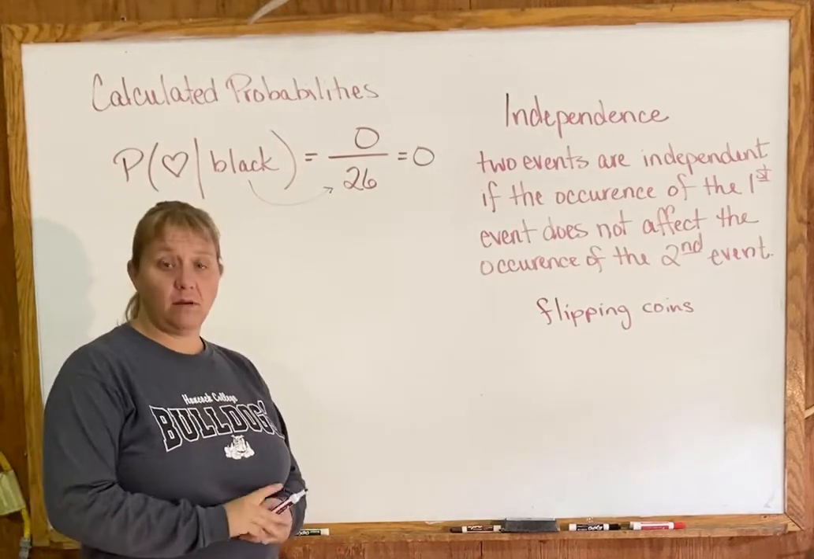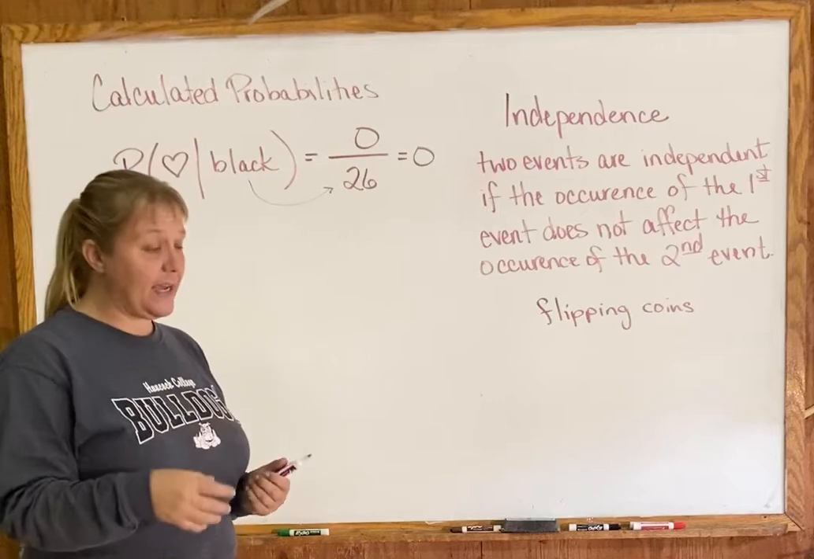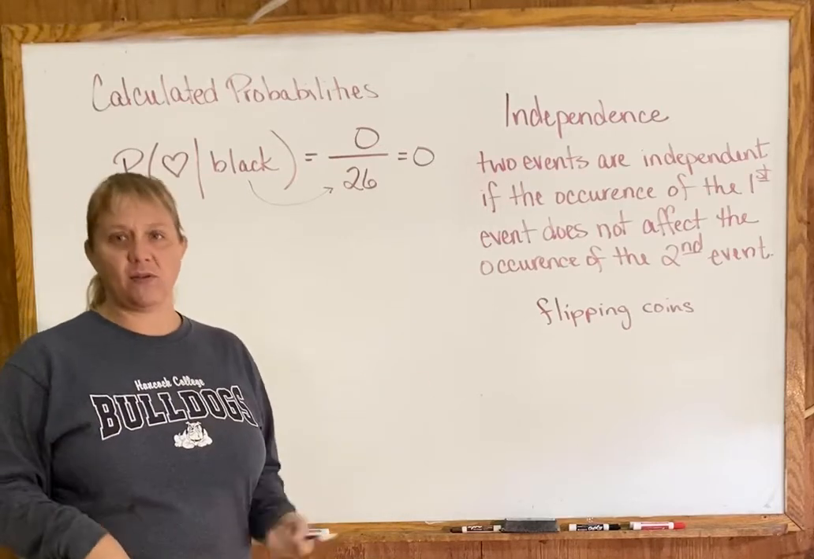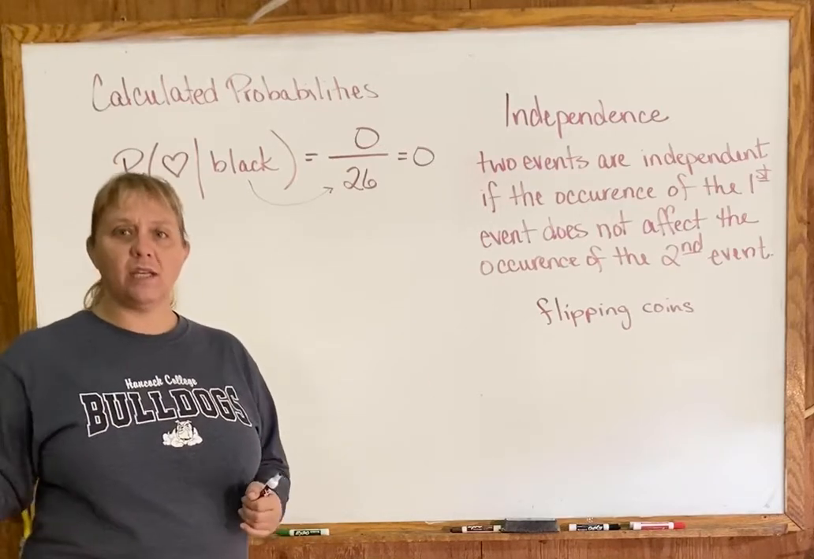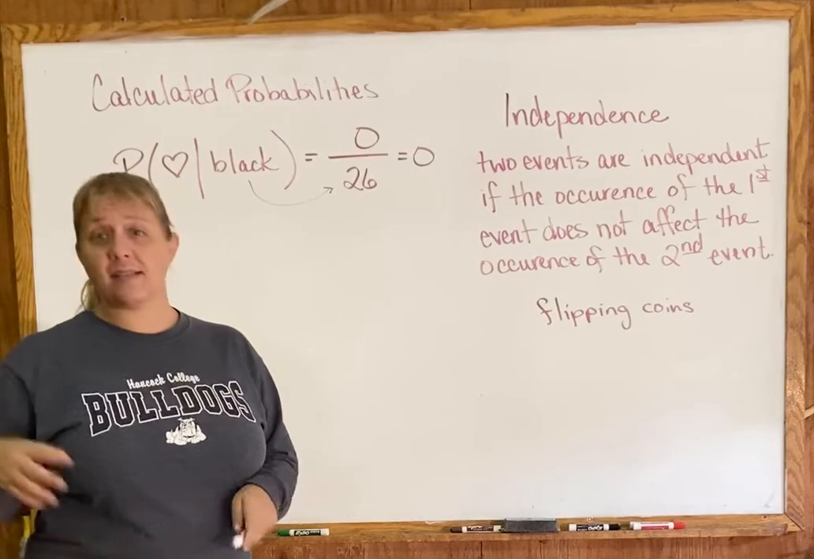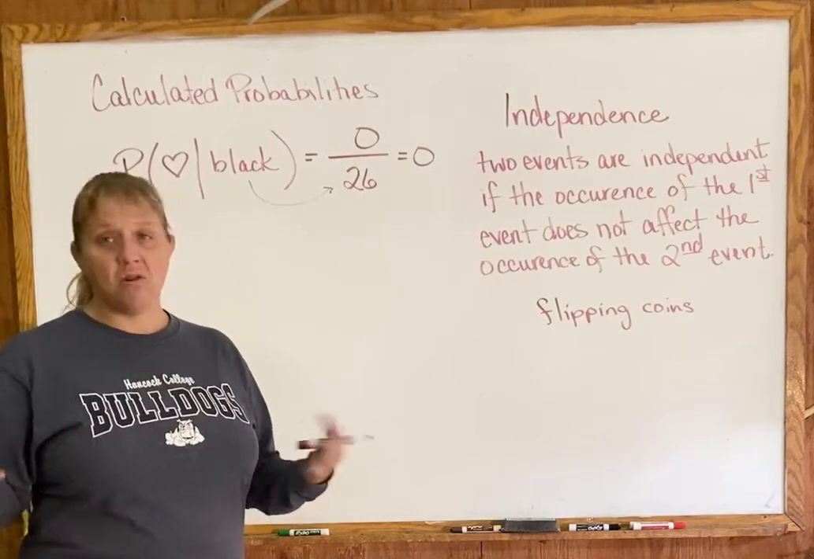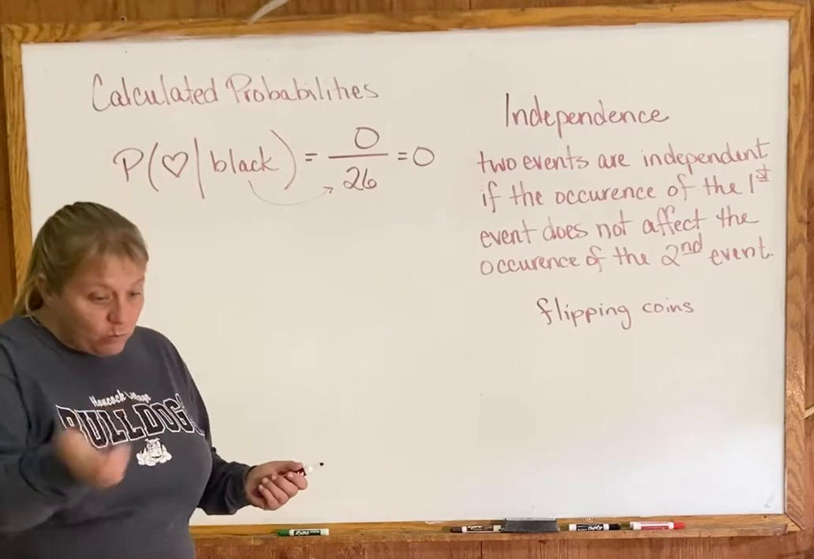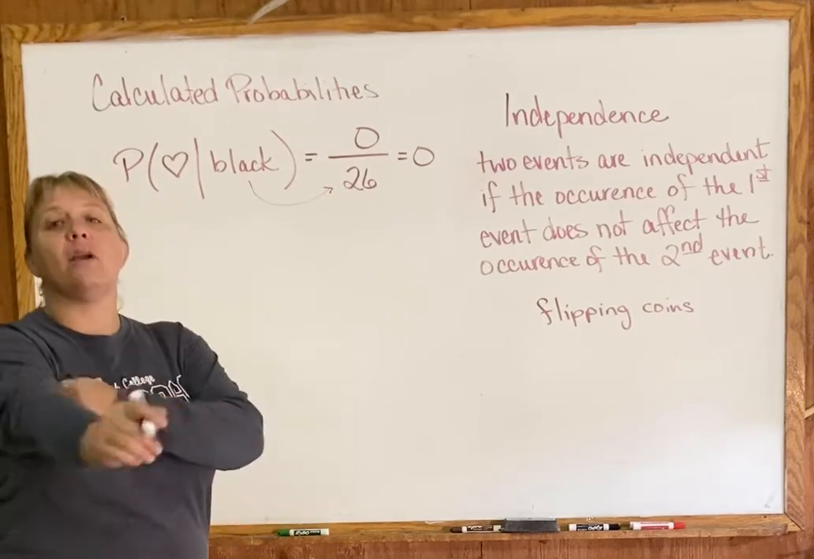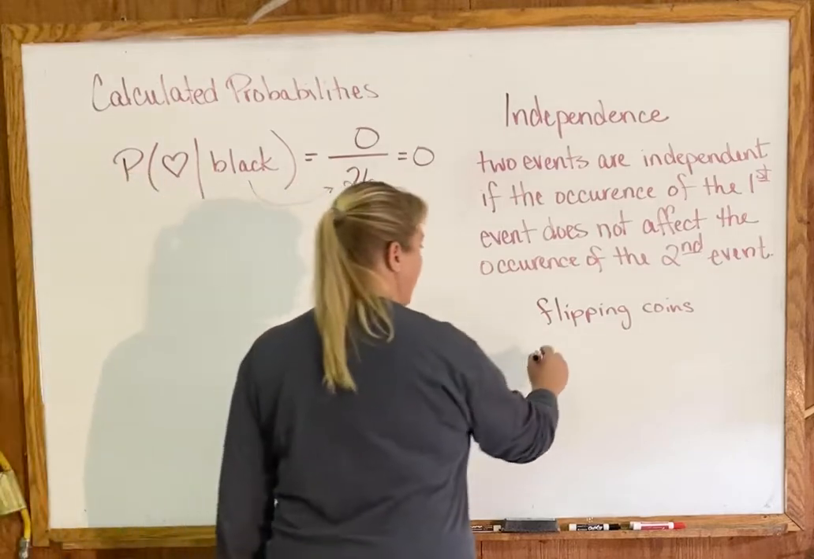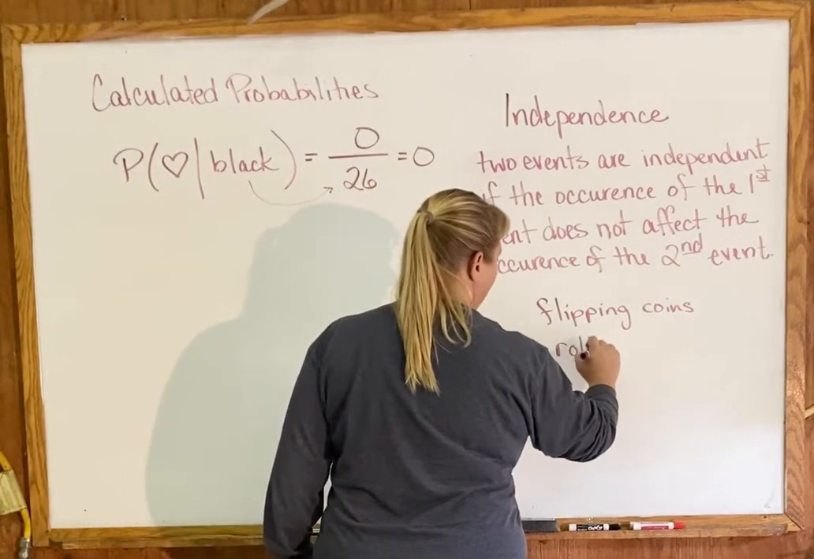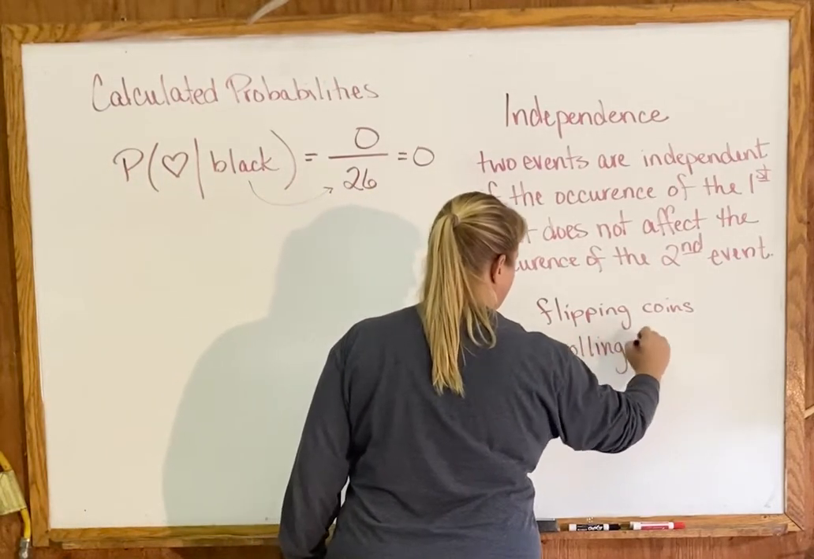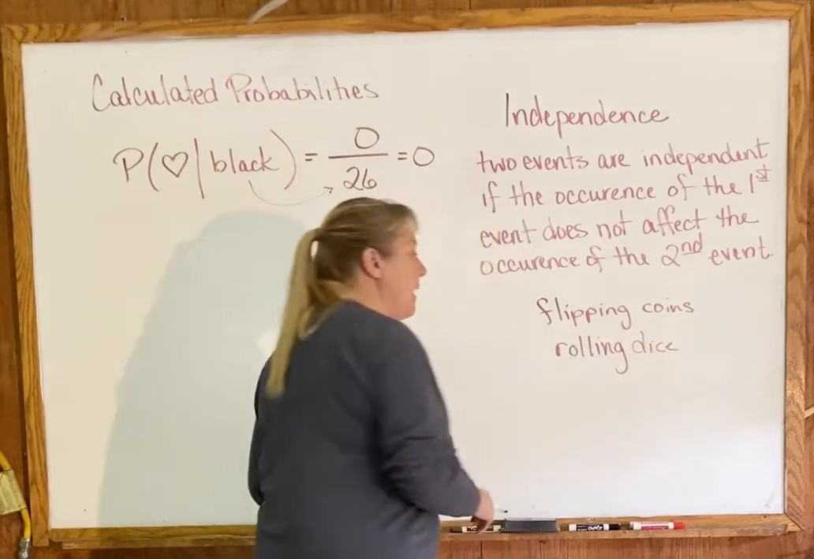Rolling dice, okay? You got a pair of dice in your hand, you roll the dice, you get, adds up to a 7, you pick up the dice, you roll it again. Are you more likely to get a 7 or less likely to get a 7? It doesn't matter, does it? Because each time you roll the dice, you shake them and you roll, and they are independent of each other. So rolling dice would be independent.